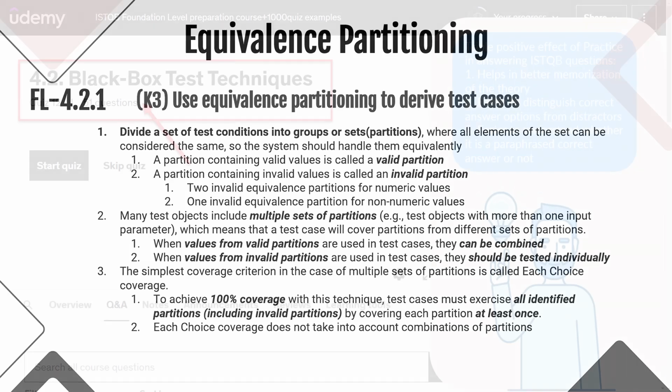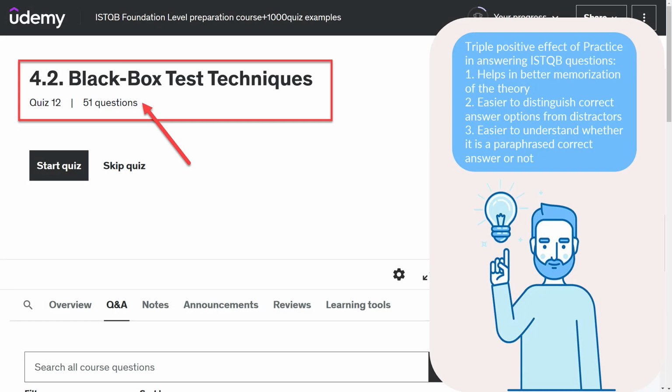For the topic black box test techniques, we have about 50 questions in total. About 10 of them will be related to the section Equivalence Partitioning. It is more than enough for practice.